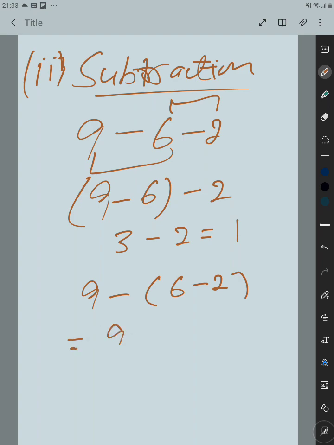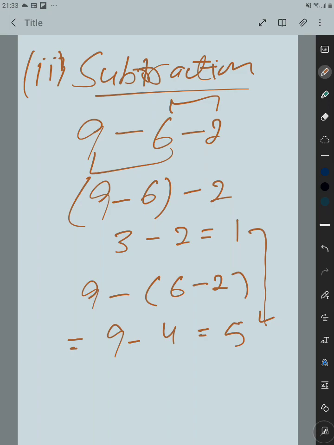It will be 9 minus 6 minus 2 is 4. This is equal to 5. So these two answers differ here. Okay, although you can say that if you are putting a bracket here, then the sign will change, but that is not the case here.